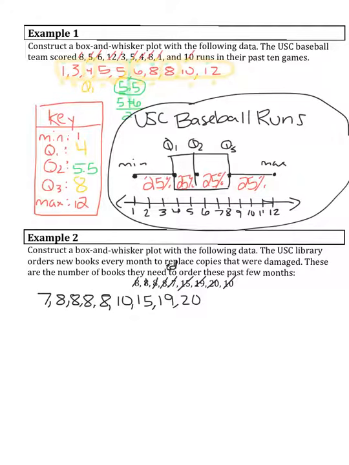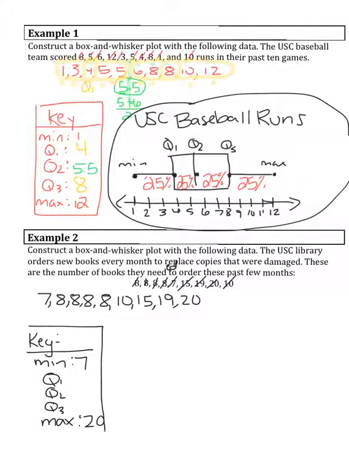Set up our key to find our 5 key values. Remember it's the minimum, Q1, Q2, Q3, and the maximum. The minimum and maximum are nice and easy from your list. The minimum is 7. The maximum is 20. The Qs stand for the quartiles.